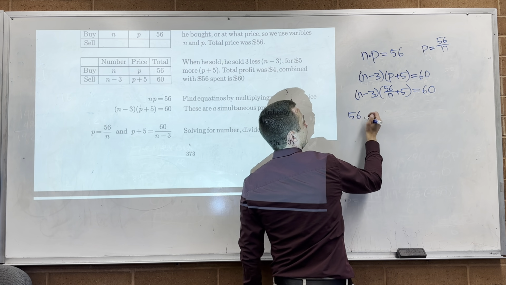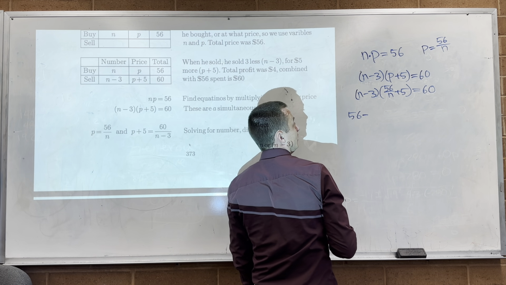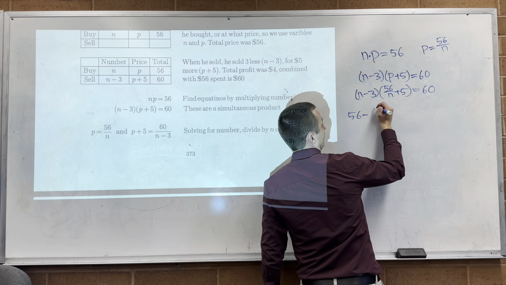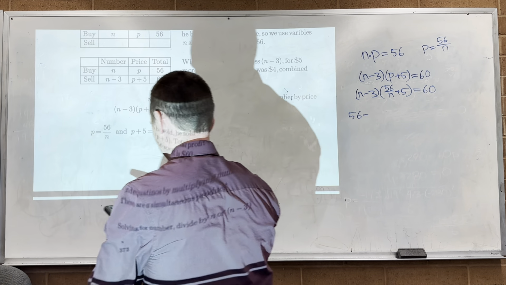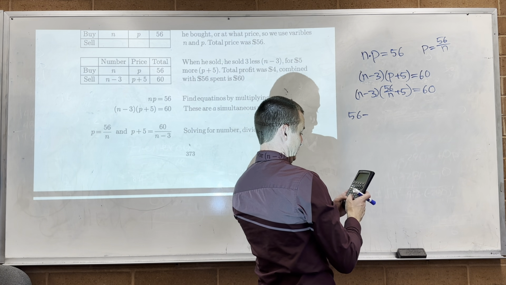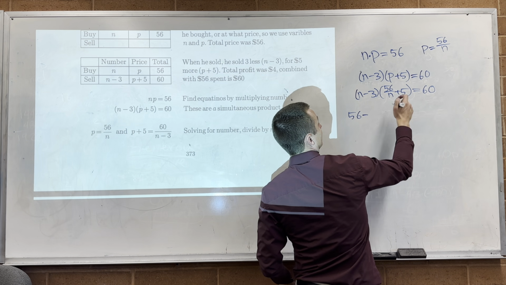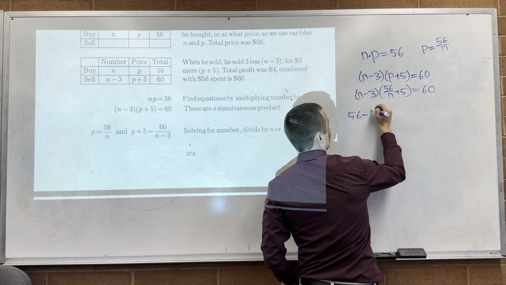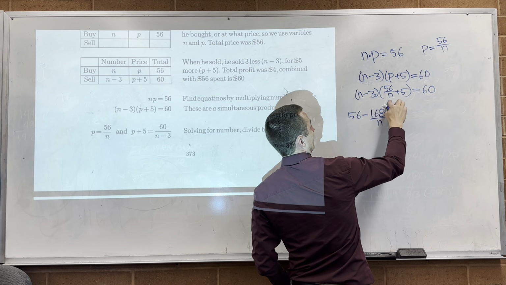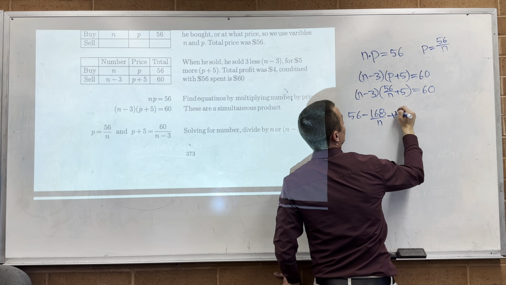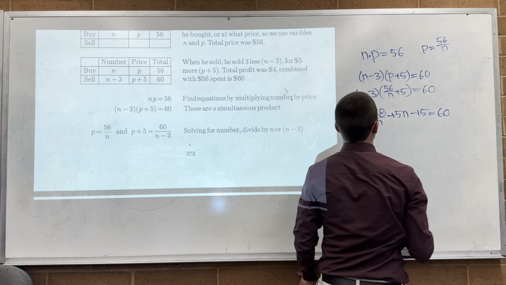Multiplying that out, we get 56 minus 56 times 3 is 178. Did I do that right? Or is it 168? 168. I bet I keep making a small mistake like that in my head. It's 56 times 3 is 168. No mistakes. All right, so minus 168 over n. So that's that, and that's that. Now that gives me plus 5n minus 15 is equal to 60.